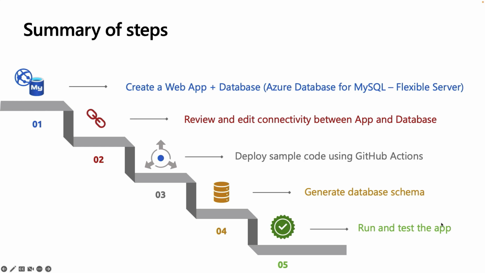And the final step is to run and test the application. If there are any issues, then you modify the sample code, and then GitHub Actions will take care of making sure that the application code change is also deployed into production, and then you can run and test. So this goes on in a loop.